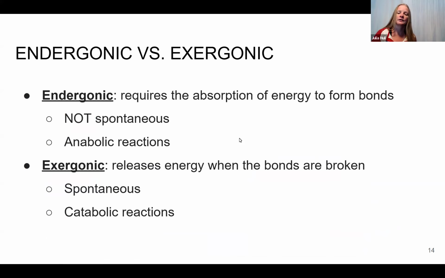Okay, so an endergonic reaction is going to require the absorption of energy in order to form chemical bonds. So remember back when we were talking about monomers and polymers, right? We needed energy to put those two pieces together to form our larger biological molecule. And we talked then about those being anabolic reactions, where we're building up. And these reactions are not spontaneous, which means without that energy input, these reactions would never occur naturally, right? We need that energy input.